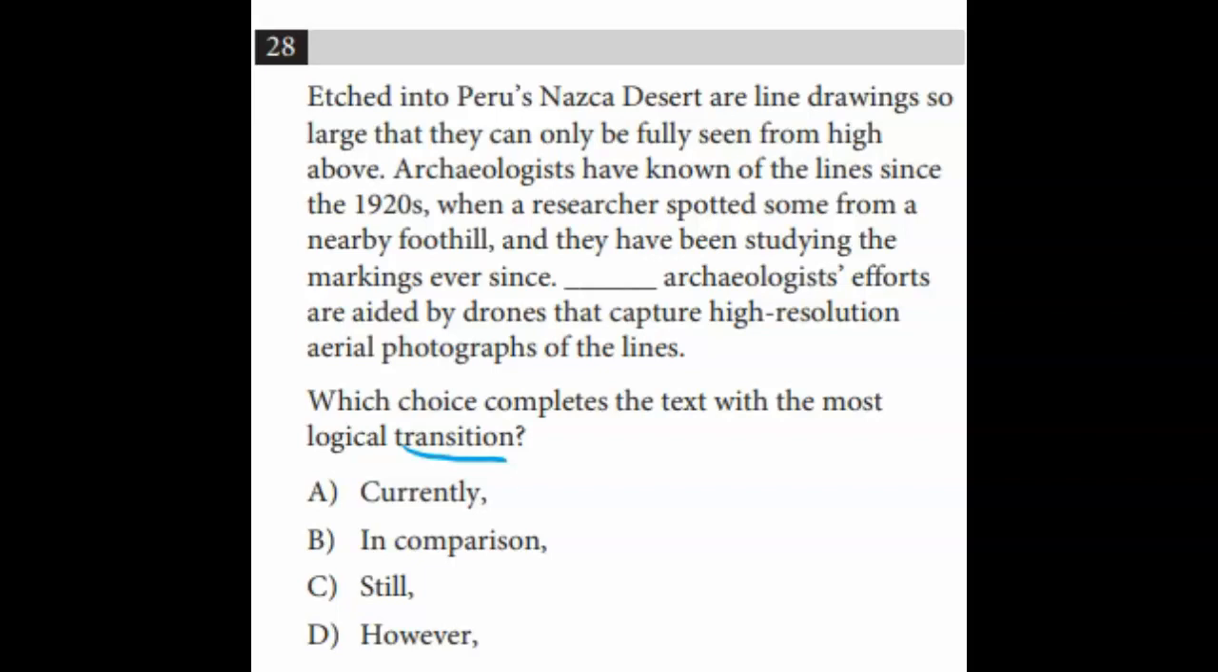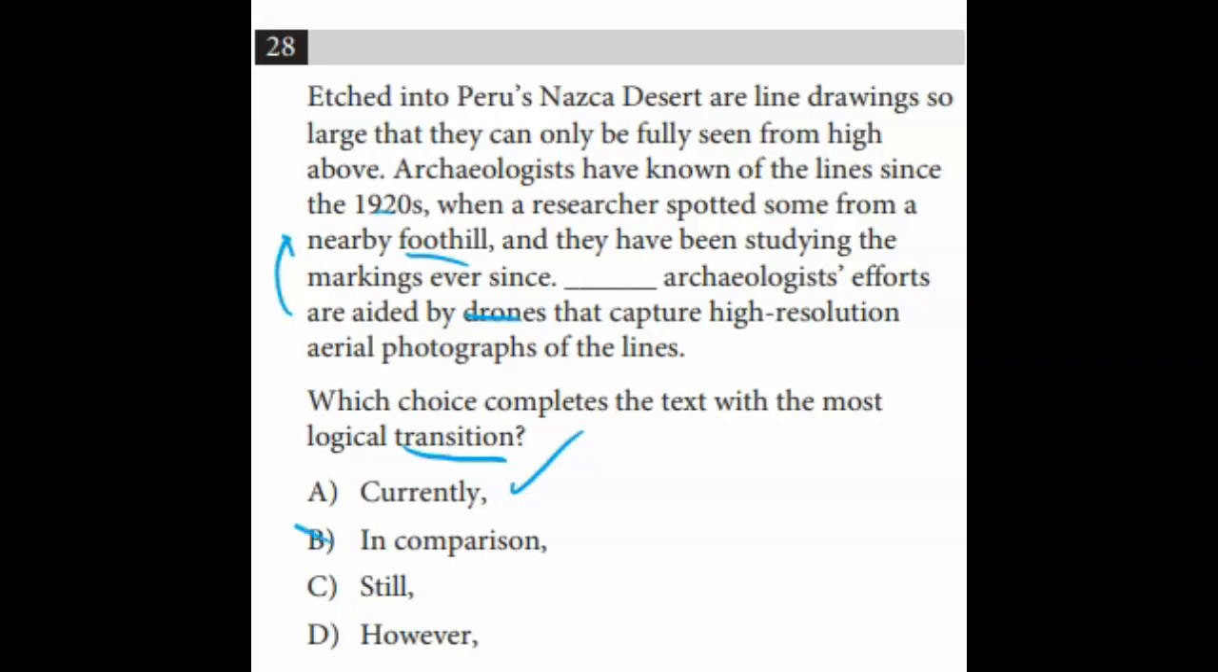All right, so right off the bat, I like it because it's talking about something they can only do currently, which is obviously use drones, and it looks like a comparison to what they used to do in the past. They used to study the lines by seeing them from the foothill in the 1920s, and nowadays we can use drones to look at them. So I really like A as a logical transition.